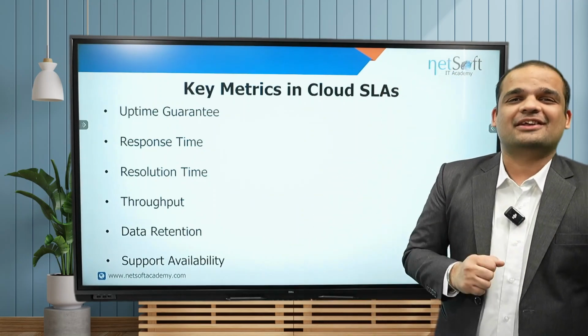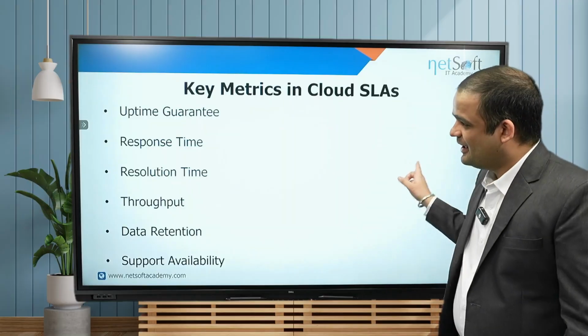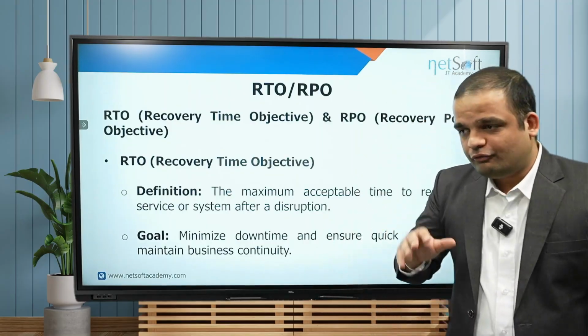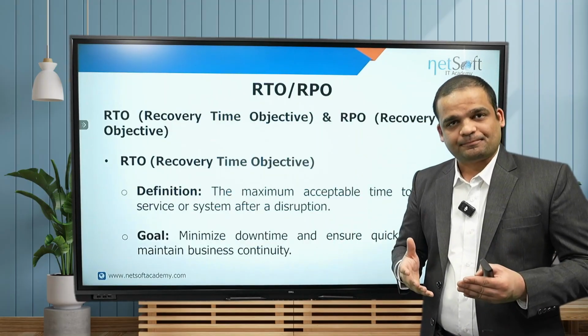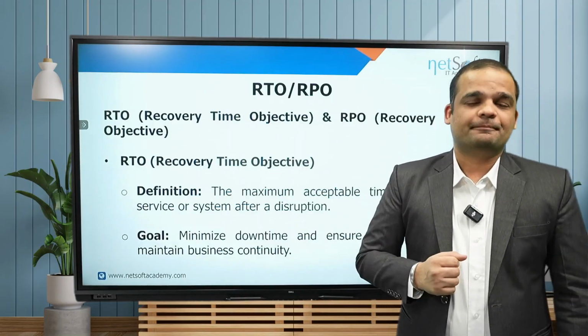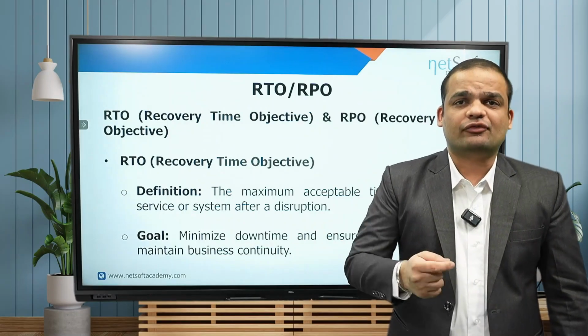Now, let's discuss two critical metrics for disaster recovery. You will remember this. That is RTO and RPO. Very critical concept. Let's start with RTO. That stands for Recovery Time Objective. This is the maximum acceptable time to restore a service or system after a disruption.